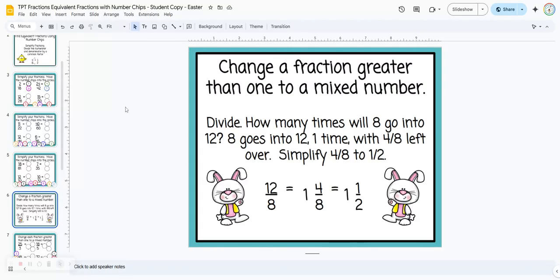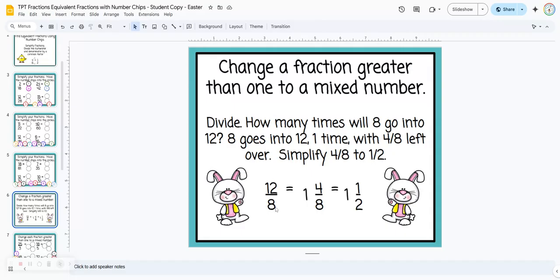Now when they get to slide 6, they're shown how to change a fraction that's greater than 1 to a mixed number. So the numerator is going to be larger than the denominator. It makes it a fraction greater than 1. And if we want to change it to a mixed number, it makes it easier to actually envision what this fraction is if we have a mixed number.